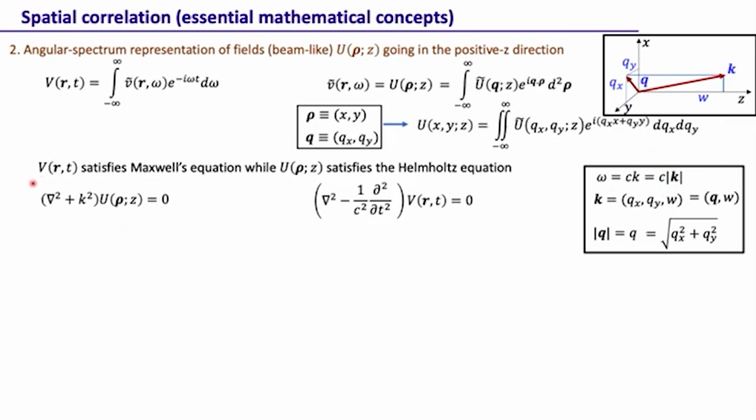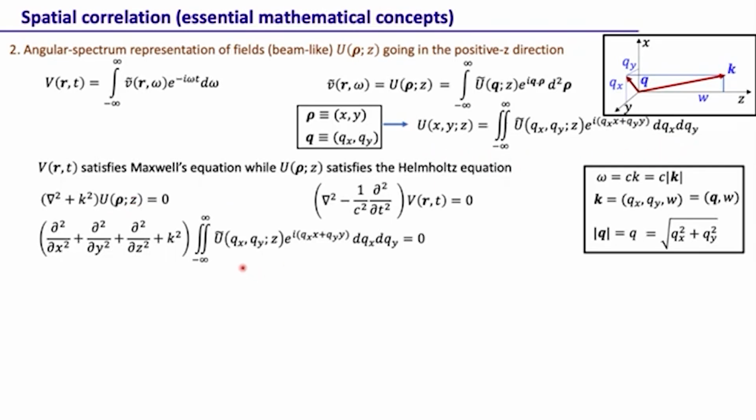Okay, so now let's come back to this Helmholtz equation, which is being satisfied by this signal u(rho, z). So this del square is basically del square del x square, del square del y square, del square del z square, plus this k square, and this acts on this u(rho, z). And for this u(rho, z), I will now use this expression. So that's this expression, so this should be 0. So these will then act on these two quantities.